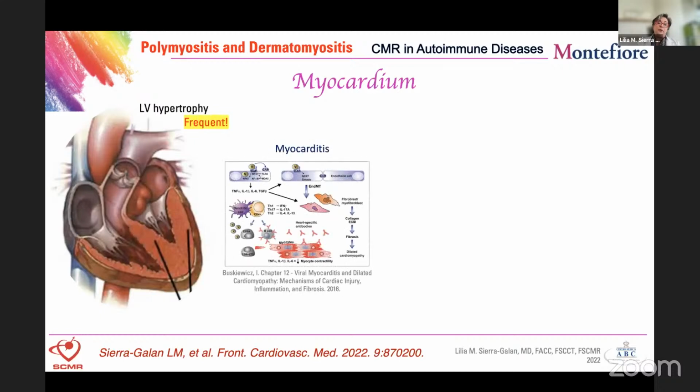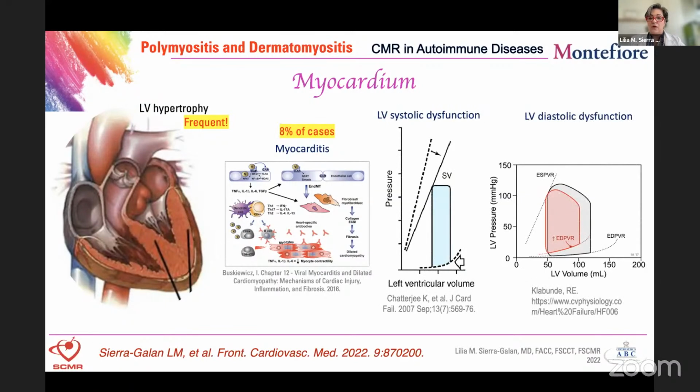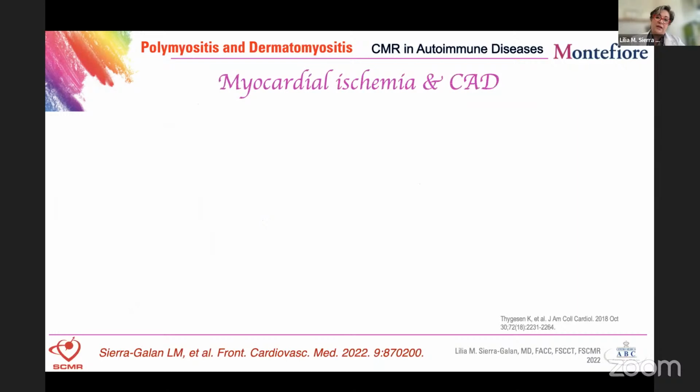Then they frequently have a left ventricular hypertrophy. So if these patients also have hypertension, we need to do CMR because we are not going to be able to differentiate the cause of that hypertrophy. Then myocarditis is going to be present in 8% of cases. Remember, if there is AFib, it's going to be more often. Then left ventricular systolic and diastolic dysfunction, and that is in 32 to 77% of the cases.